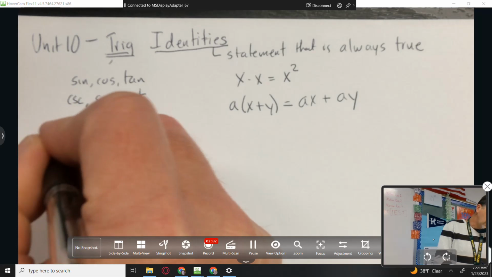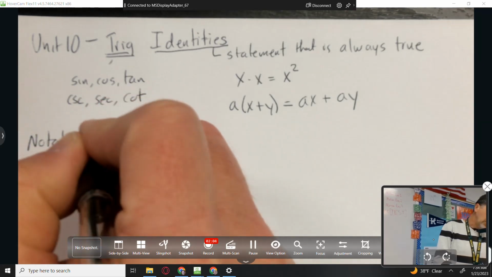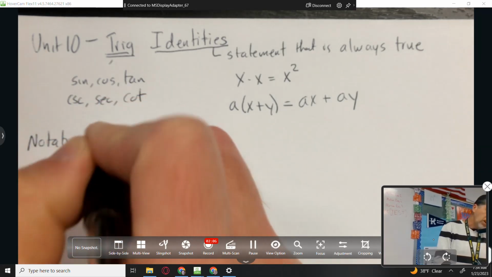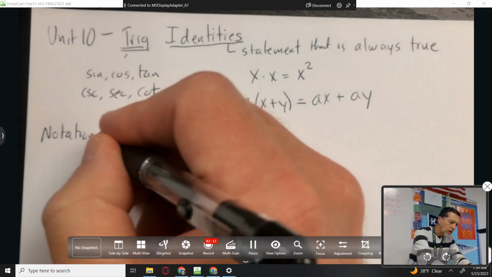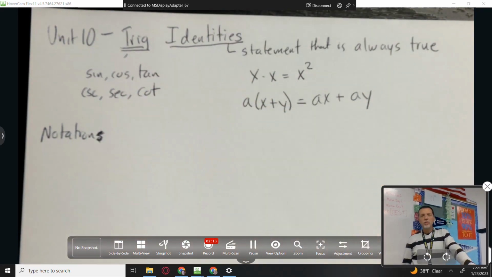Okay, before we get to the identities, let's talk a little bit about notation. Because there's a couple of, that's supposed to be a colon there. Some weird things about how we write squares and cubes with sines and cosines that throw people off.